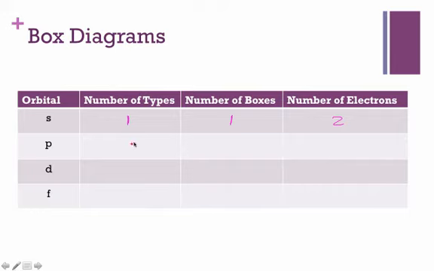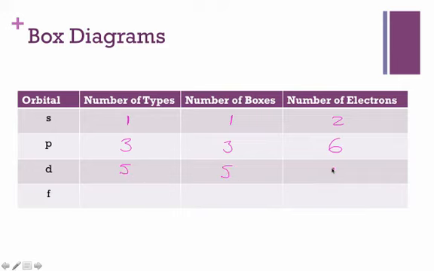Going back again, for p orbitals, there were 3 different types, one going up and down, one going left and right, and one going front and back. 3 different types of orbitals means we need a box to represent each one, meaning we're going to need 3 boxes. Each box holds 2 electrons, which means a p energy level can hold a maximum of 6 electrons.